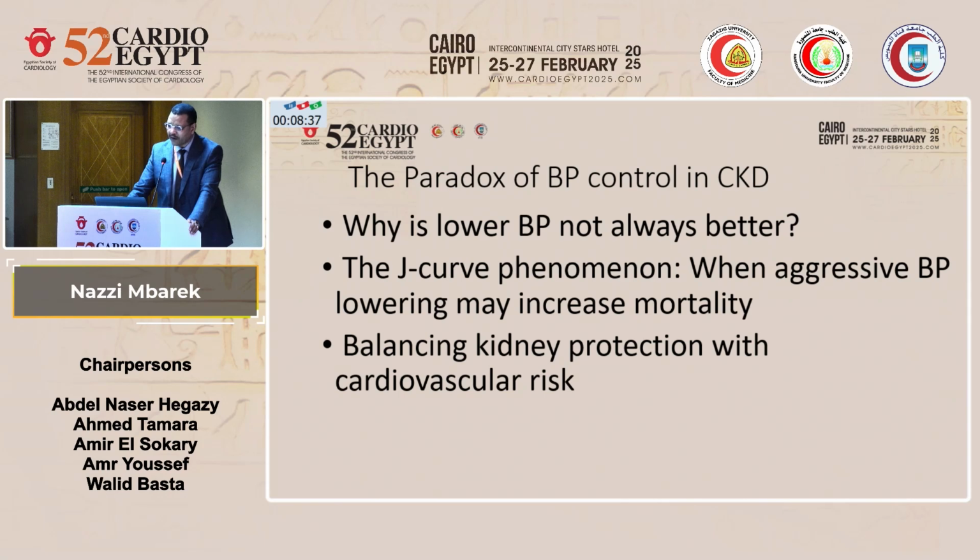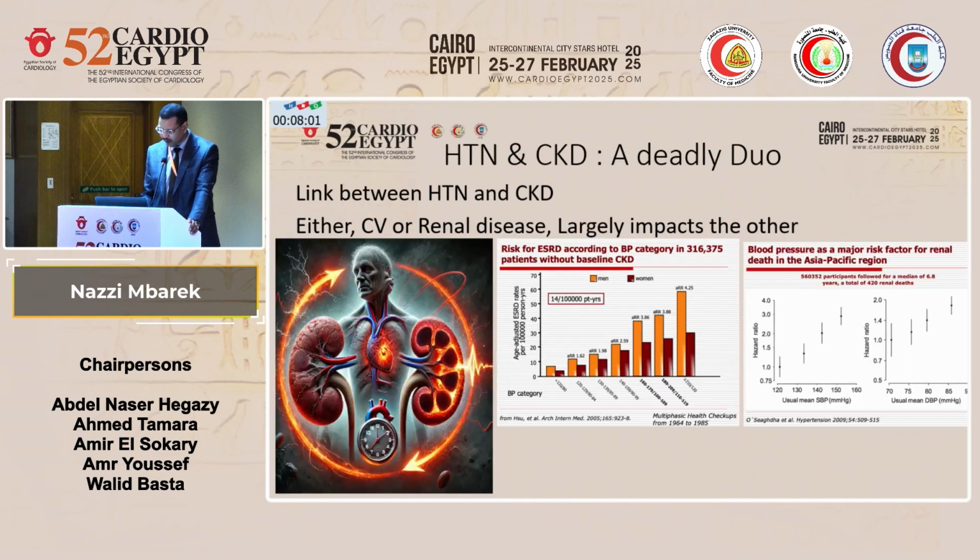So the paradox of blood pressure during CKD: why is lower blood pressure not always better? Because one shoe doesn't fit all, so we have to see later on why there are these discrepancies. The J-curve phenomenon is also present in some studies, so we have to settle down and see what's wrong. When blood pressure lowering is aggressive, it may increase mortality. So if we want to treat the patient right, we have to make a balance between kidney protection and cardioprotection as well.